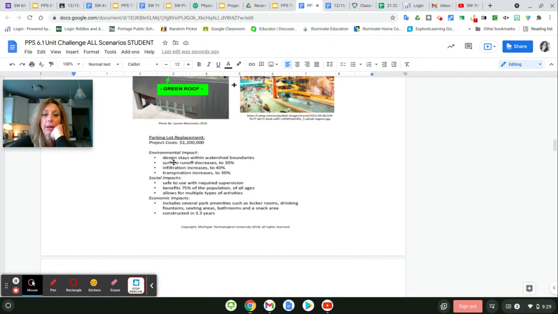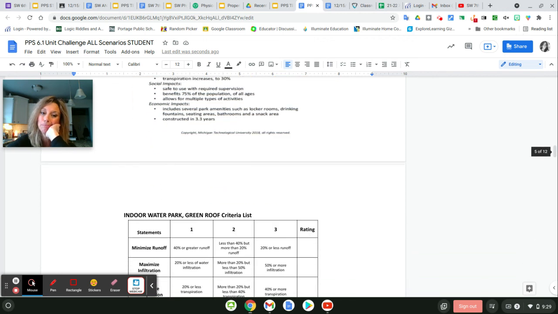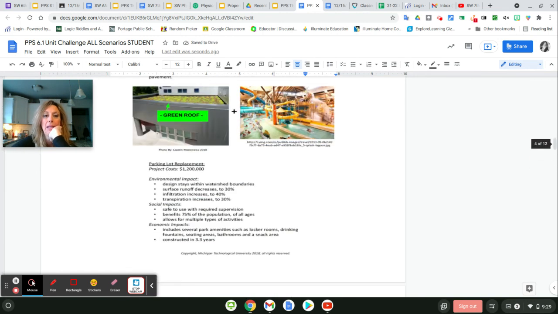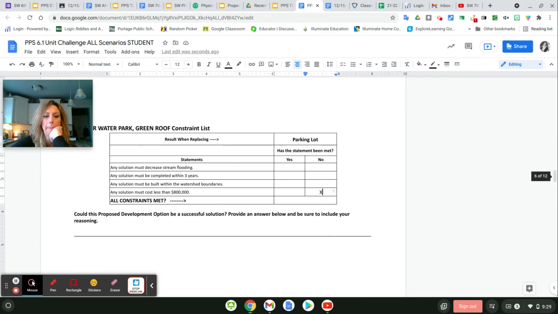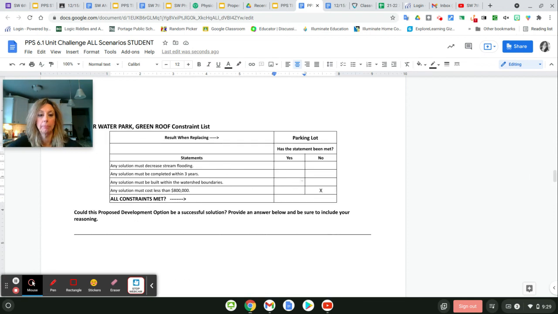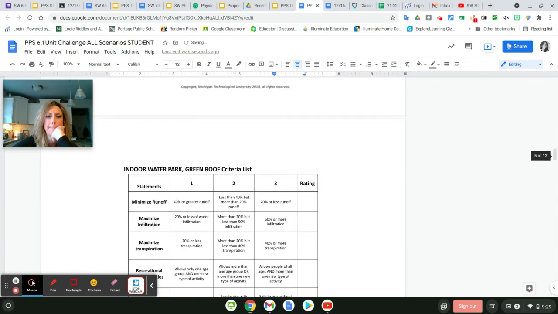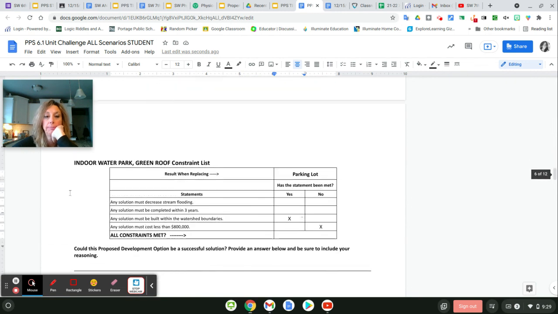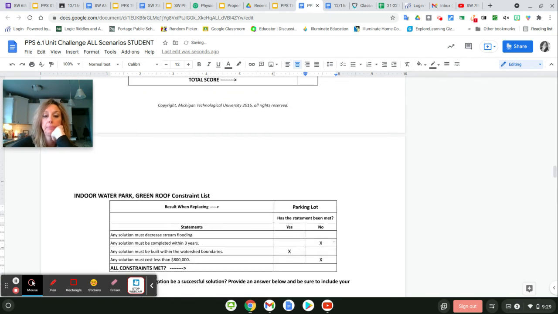Okay, so the parking lot replacement is $1,200,000. Well, unfortunately, it is not going to meet that constraint. Okay. Its design does stay within the watershed boundaries. How long will it take? 3.3 years. So no, it's going to take longer than the allotted time.